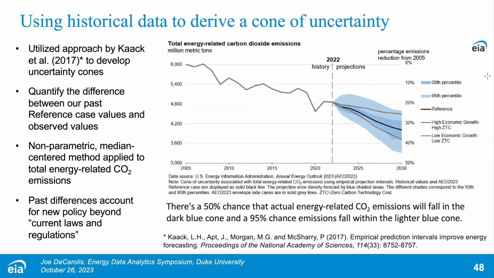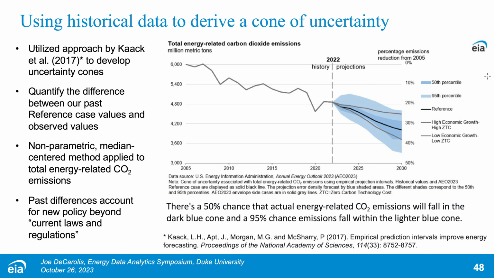One of the ways that we can do this is by developing what are called empirical prediction intervals. This is an existing methodology. If you've ever looked at like the hurricane cones, it's the same methodology that gets used to produce those. We're just applying them in a different way. And in fact, this was done by Kaack et al. in 2017. They actually applied this method to the AEO, so they really teed it up nicely for us.